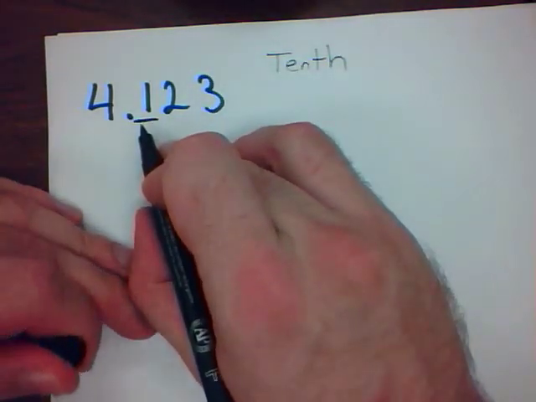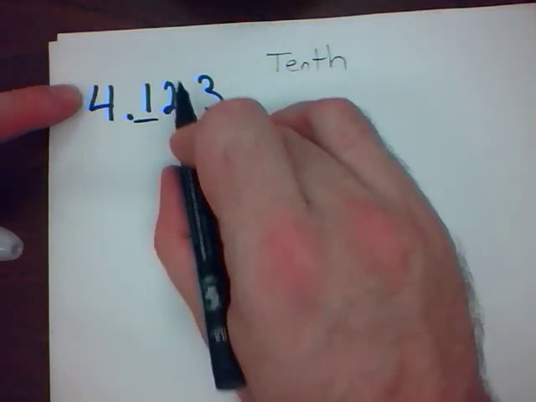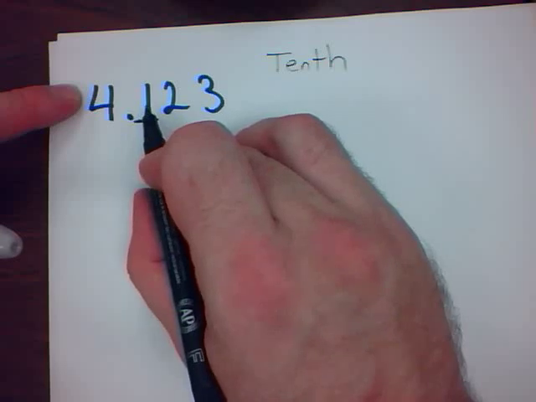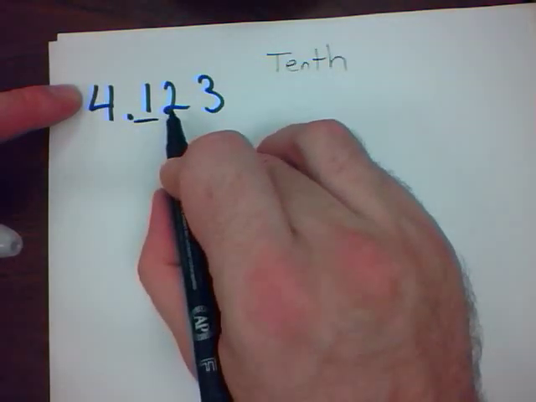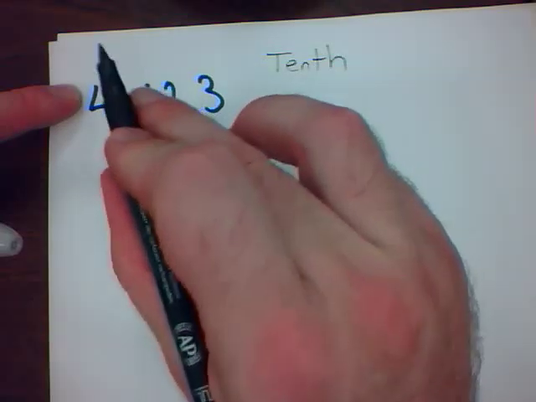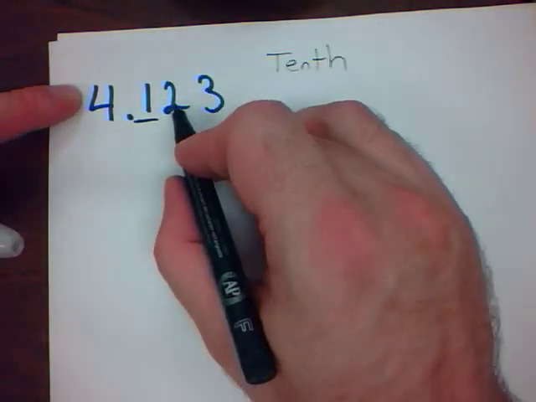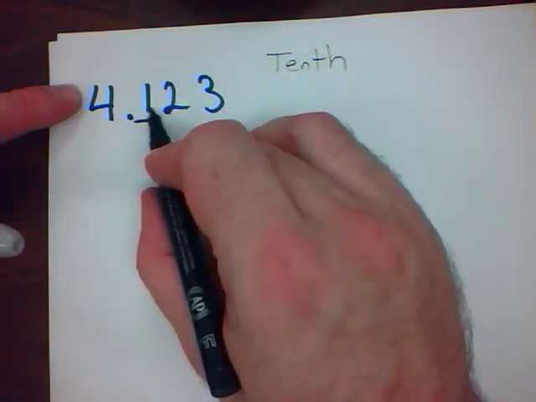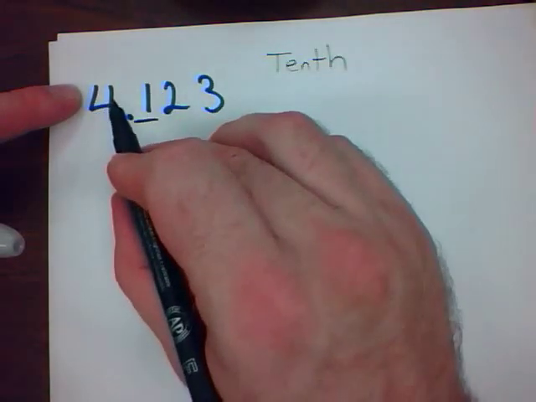So I have to ask myself the question. Is this number closer to the 1 here? Or is it going to be closer to the higher number? Is it close to this? Or is it closer to the next higher number? If this is less than 5, it's closer to this. If it's 5 or higher, it's closer to the next number up.